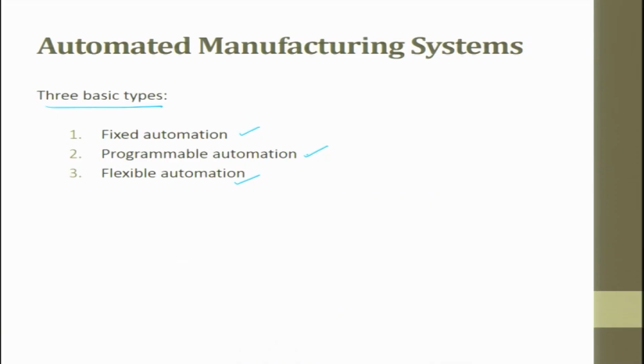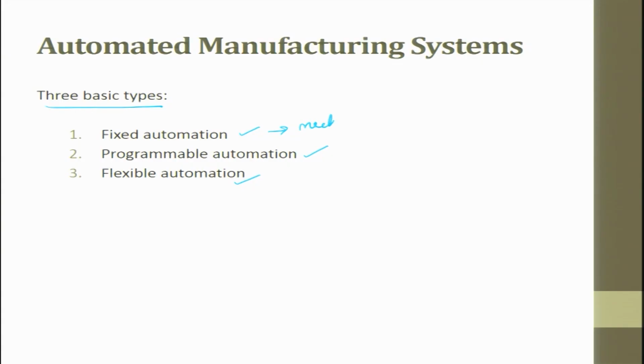When we talk about programmable automation, CNC machines are programmable automation, wherein by changing the program, a small or larger amount of flexibility can be introduced as compared to fixed automation. Here we use more mechanical automation. In programmable automation, we start using computer assistance to some extent. Flexible automation gives a huge flexibility.